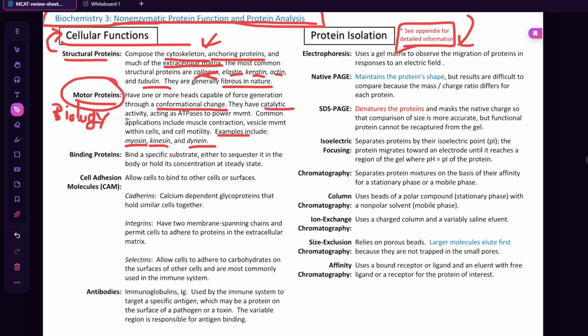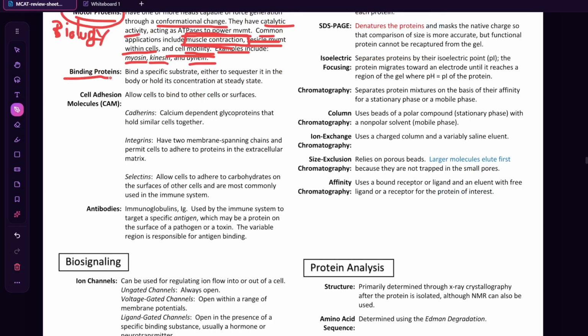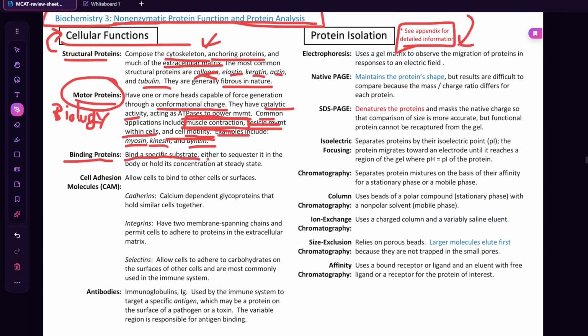So they have catalytic activity acting as ATPases to power movement. Common applications include muscle contraction, and we learned that in biology, vesicle movement within cells, and cell motility. So there's other different ones other than just muscular contraction. There's also vesicle movement, yes, and cell motility. You also have binding proteins that can bind a specific substrate either to sequester it in the body or hold its concentration at steady state.